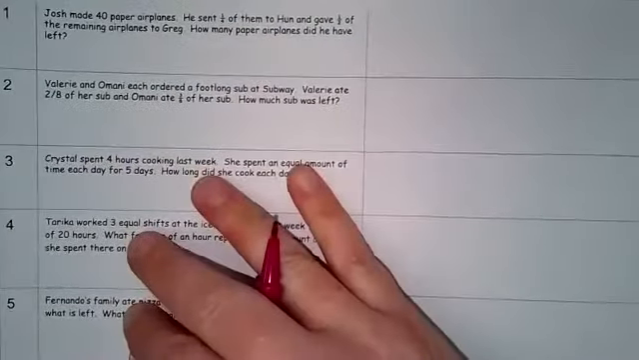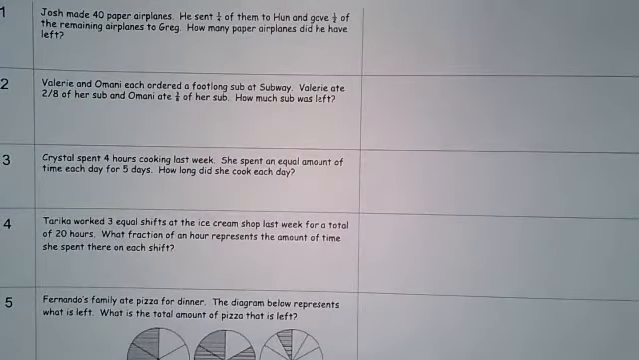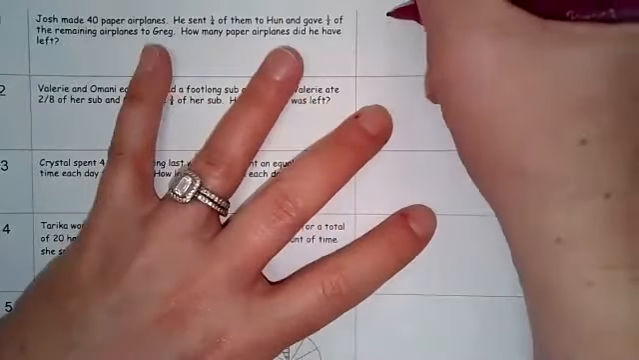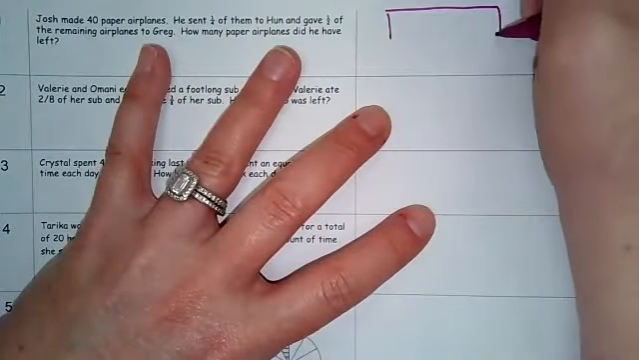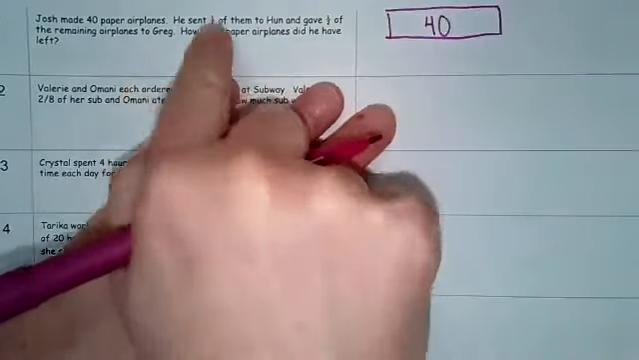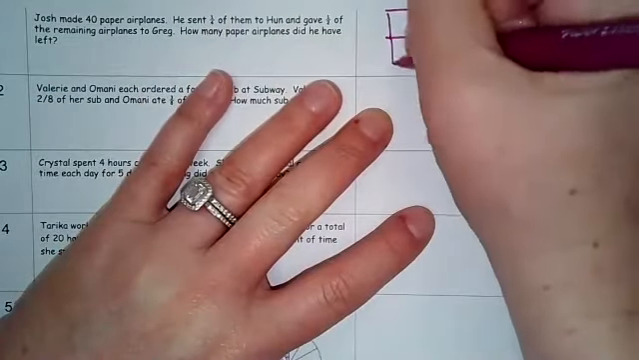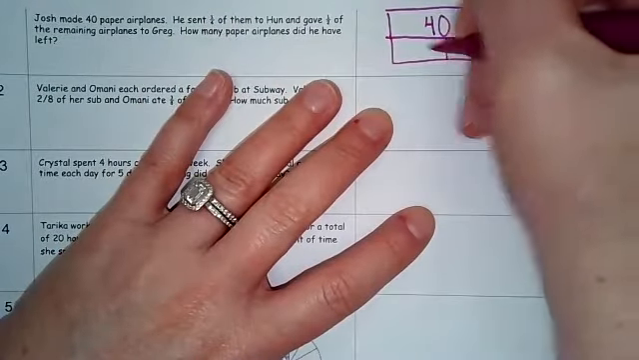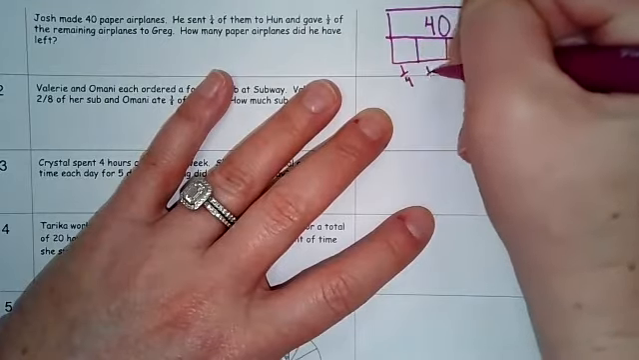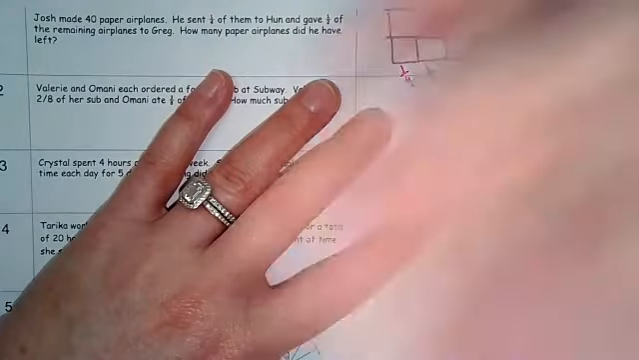Josh made 40 paper airplanes. He sent 1/4 of them to Hun and gave half of the remaining airplanes to Greg. All right, so let's start with what he started with. He starts with 40 airplanes, okay? And he gives 1/4 of them away to Hun. So go ahead and divide this into fourths. You can divide it in fourths by drawing 4 sections underneath. So this is 1/4, this is 1/4, this is 1/4, and this is 1/4, okay?